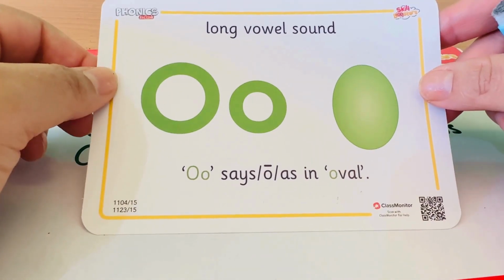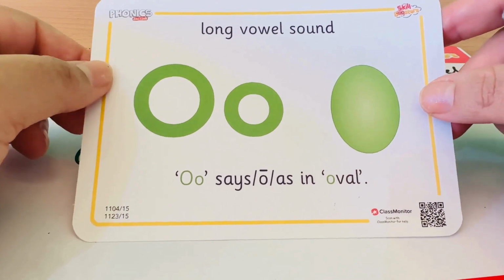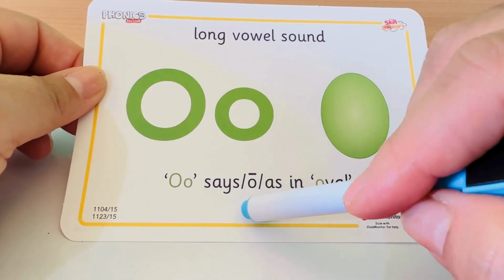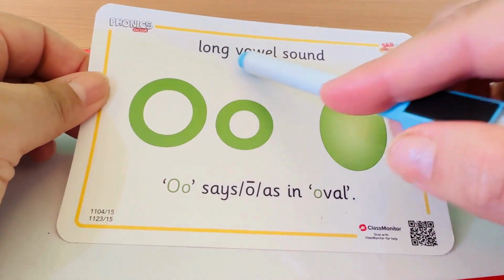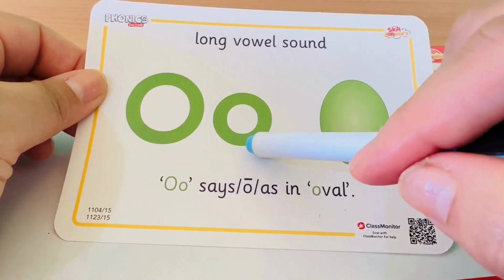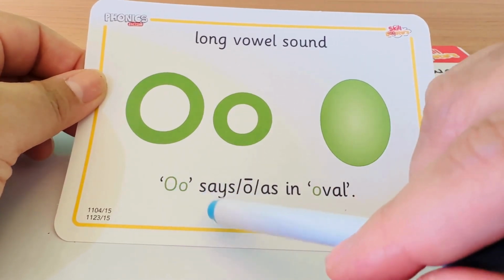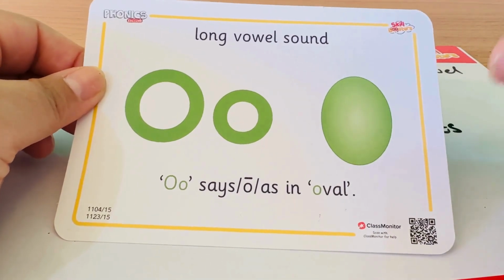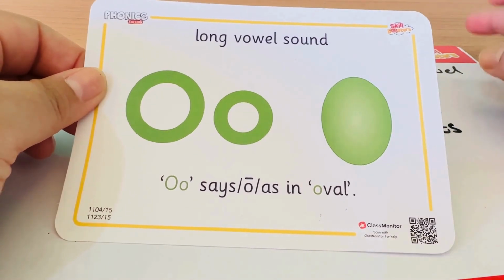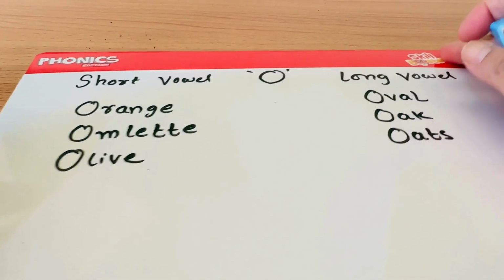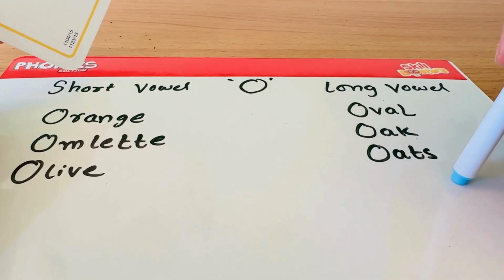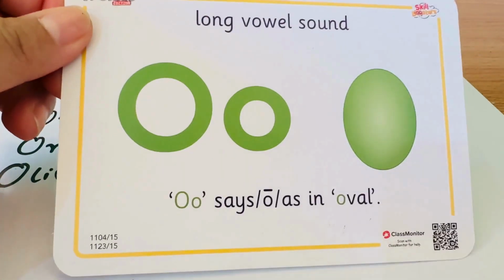Now let's look for the long vowel sound of letter O. So friends, the long vowel sound of letter O says O. The original sound is the long vowel sound of letter O. So O says O as in oval. Can you feel the stretch of sound in the beginning of the word? Let's look at some other examples. Oak, oats. I hope the sound of this letter is also clear.